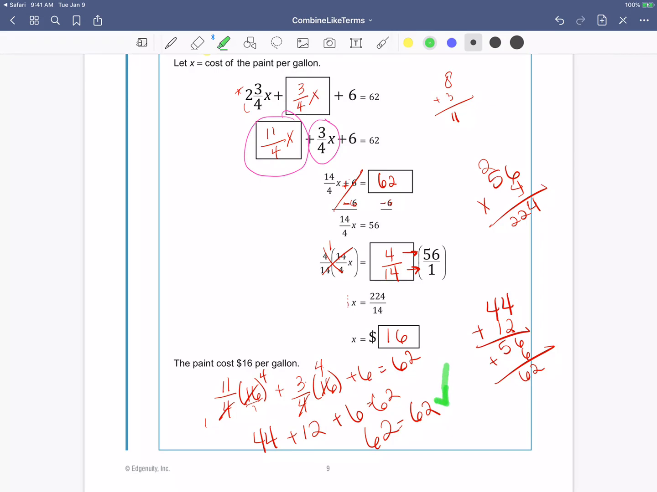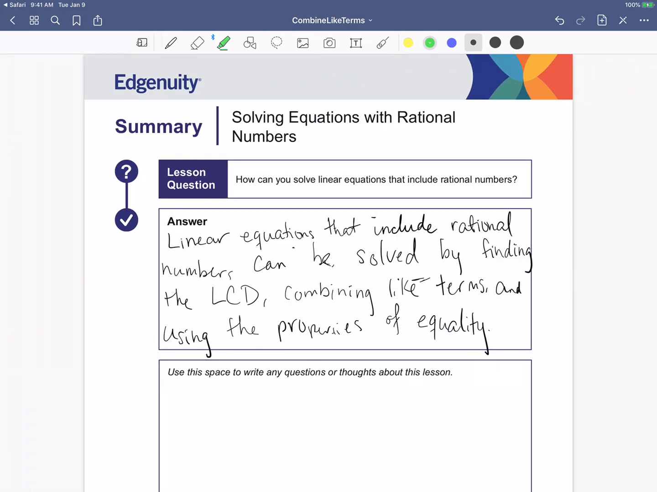It works. So how can you solve linear equations that include rational numbers? So linear equations that include rational numbers can be solved by finding the least common denominator, combining like terms, and using the properties of equality. So basically everything we've already done, just now put together to solve these types of equations.